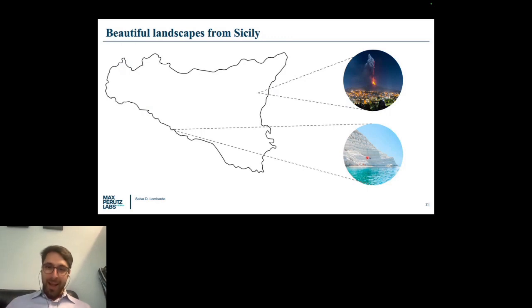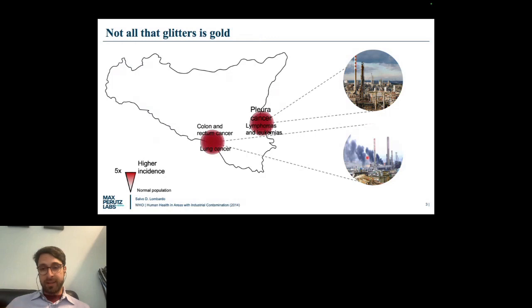However, despite these beautiful touristic attractions, there are also a lot of refineries, industrial sites, and pollution. Just next to those places that I showed you before, there are industries that release a lot of pollutants into the environment. It has been shown in the WHO report that in those areas there is also a higher incidence of several diseases such as different types of cancer, leukemia, and so on.